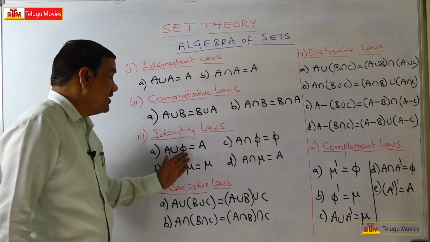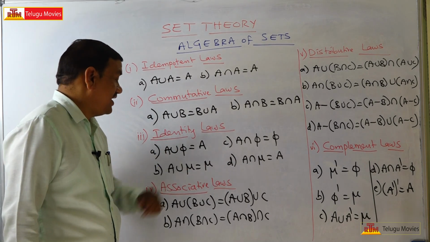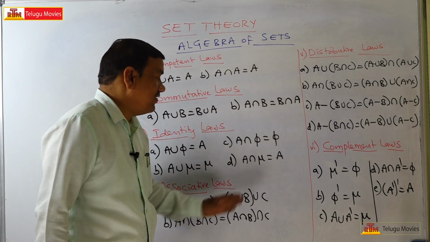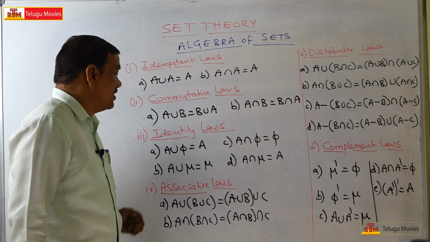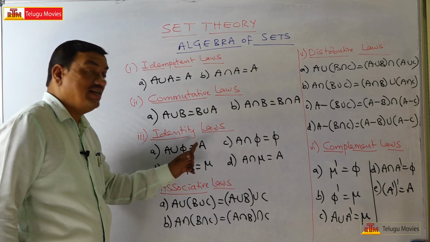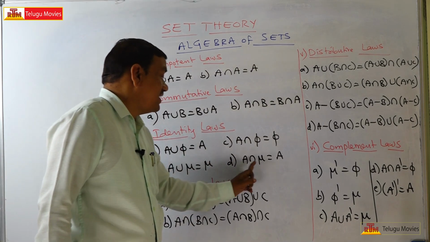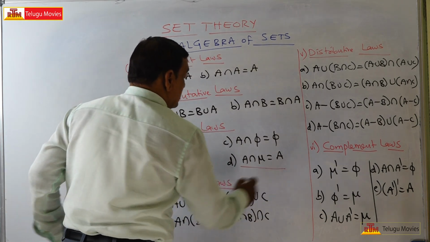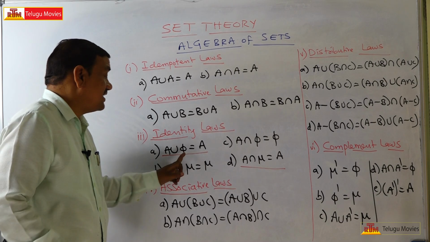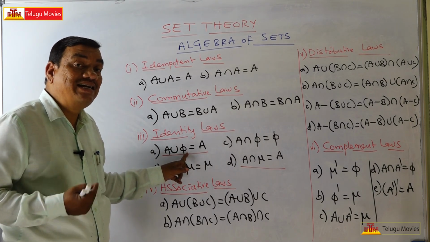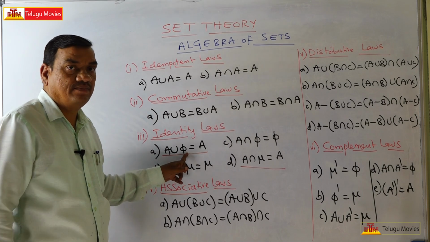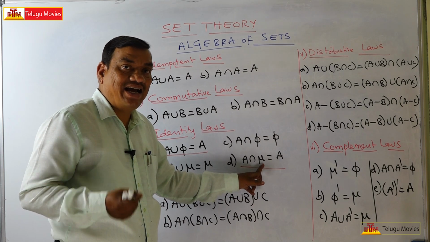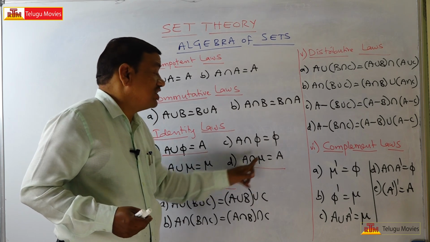Identity laws: A union phi, the null set, is A. A union mu is equal to mu. A intersection phi is equal to phi, and A intersection mu is equal to A. See these two things, A union phi and A intersection mu. That's why the null set is called the identity element in the union of sets, and mu, the universal set, is called the identity element in the intersection of sets.